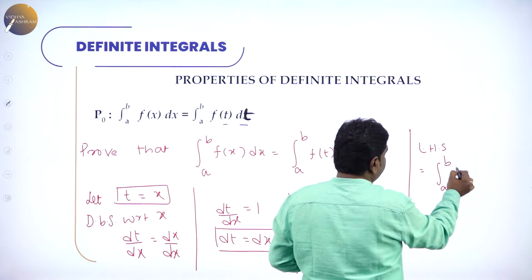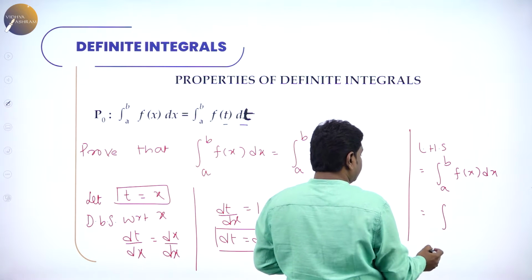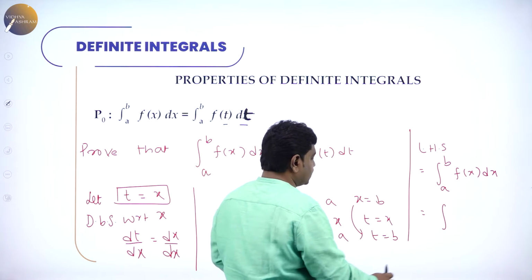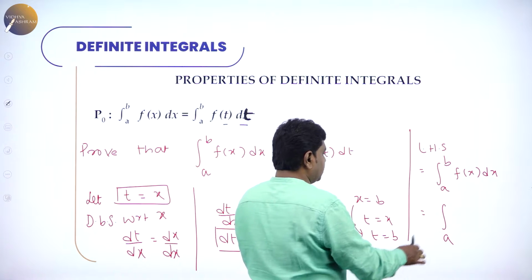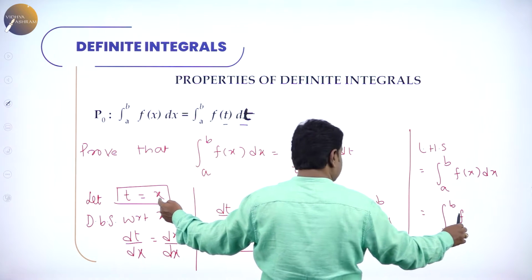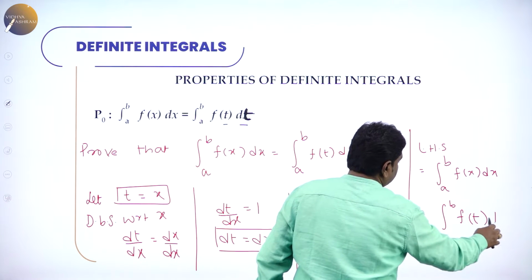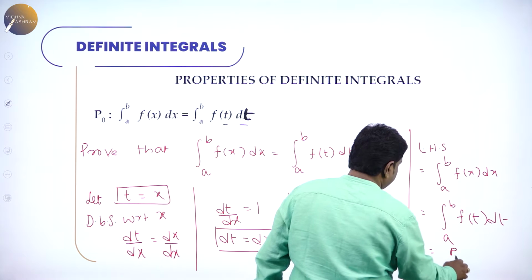Integration a to b f of x dx can be written as integration of f of t dt, when x is a, t is also a. When x is b, t is also b. In place of x, we assumed x is equal to what? T. And dx became what? Dt. This is the RHS, hence the proof.